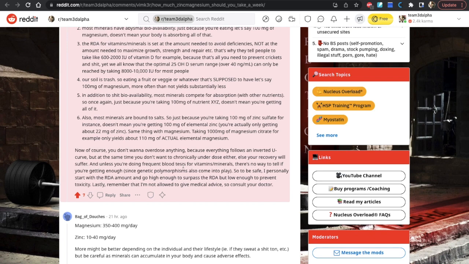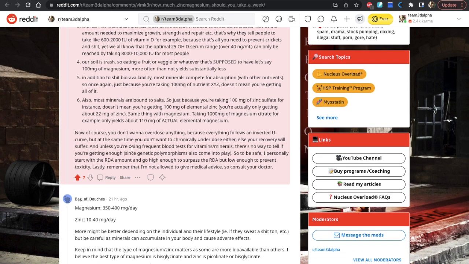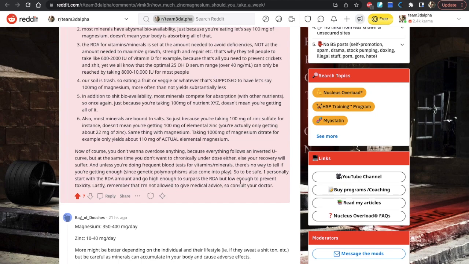And unless you're doing frequent blood tests for vitamins and minerals, there's no way to tell if you're getting enough, right? Since genetic polymorphisms also come into play. You also got to factor genetics. So to be safe, I personally start with the RDA amount and go high enough to surpass the RDA, but low enough to prevent toxicity. And of course, lastly, remember, I'm not a doctor.